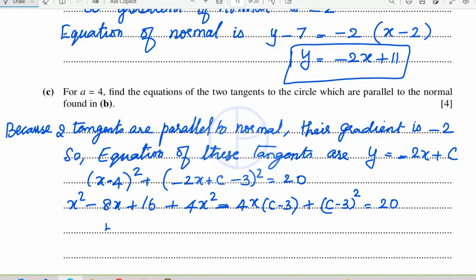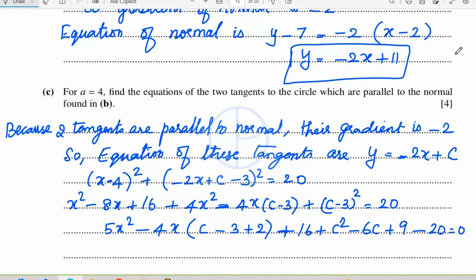Combine the x square term, 5x square minus 4x c minus 3 plus 2 plus 16. Expand this also, that is c minus 3 the whole square, which is equal to c square minus 6c plus 9 minus 20 equal to 0.